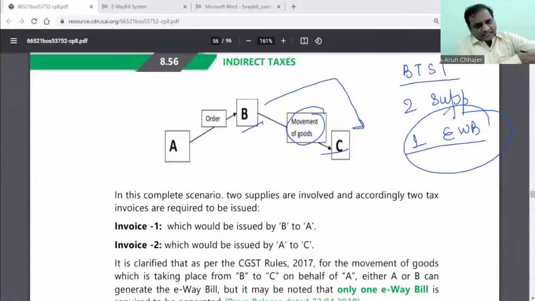Privacy would be violated, Rakeshji. Absolutely correct, Rakesh Vyas. That is the problem. But to a larger extent, it will be resolved with the help of e-invoice.